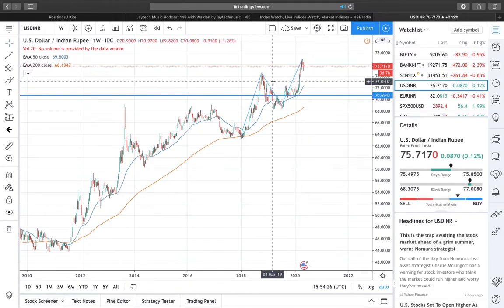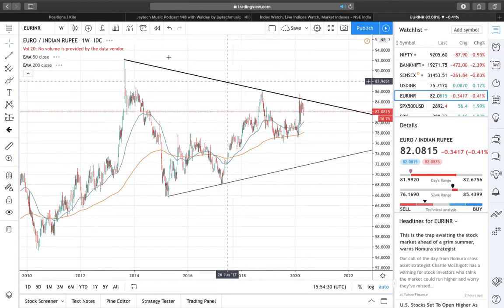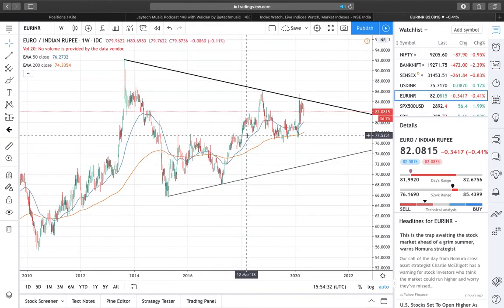And yeah, if you compare the USD INR to the Euro INR, we clearly see the difference in the strength in the same time frame, and that basically gives us the idea of whether one is trending and one is ranging.